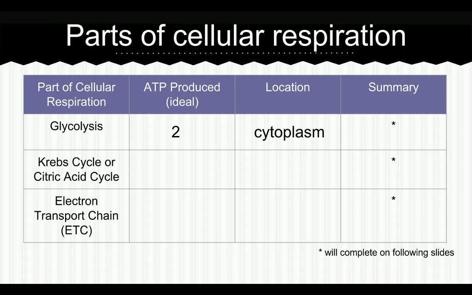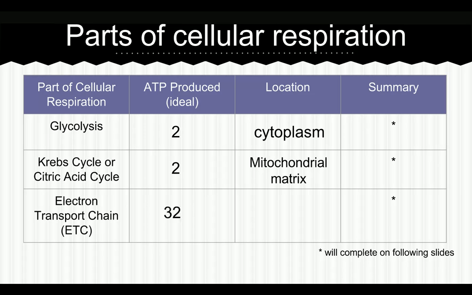And again, you'll notice that that last column has stars in it, and that's because we're going to go into these more in depth in later slides. The Krebs or citric acid cycle: the product of glycolysis is then going to enter into the Krebs or citric acid cycle. It's going to get broken down even further, and you're going to produce 2 ATP in ideal conditions from the Krebs cycle. This is going to take place in the mitochondrial matrix. So this is going to take place in that fluid inside the inner membrane of your mitochondria.